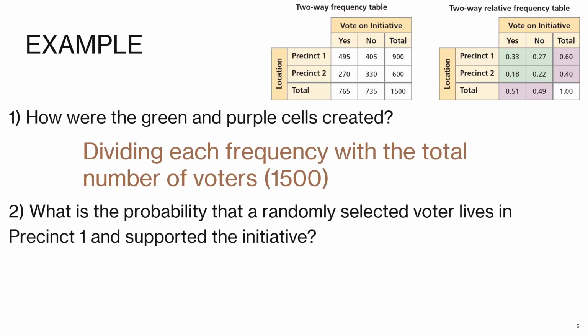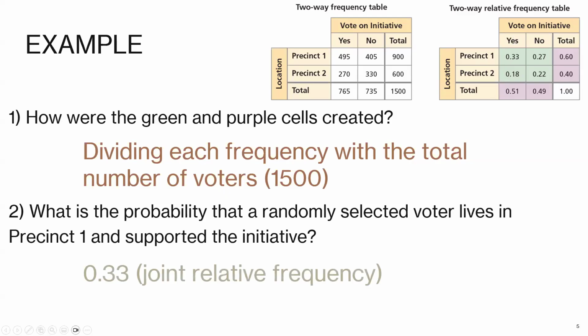So what is the probability? We can use a relative frequency table to determine the probability of some event occurring. In this case, it says, what is the probability that a randomly selected voter lives in precinct 1 and supported or voted yes on the initiative? So I look at my relative frequency table and I find precinct 1 voting yes. That is the 0.33. In this case, that is an example of a joint relative frequency.